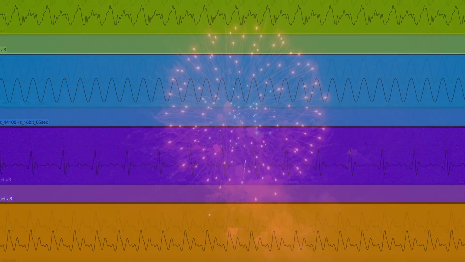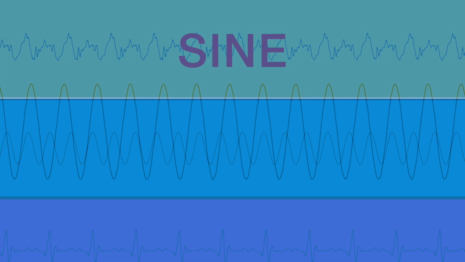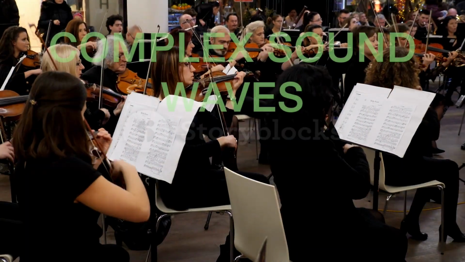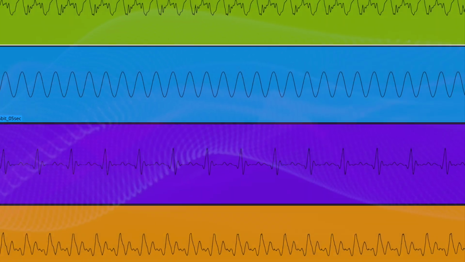Sound waves have many different shapes, and four of the most common ones are sine, square, sawtooth, and complex. With a few exceptions, acoustic instruments produce only complex sound waves. Yet, most of the electronic instruments are able to produce all of the different kinds of sound waves.